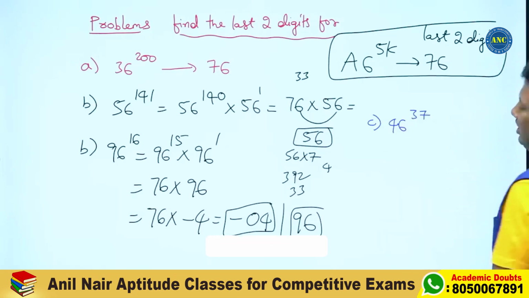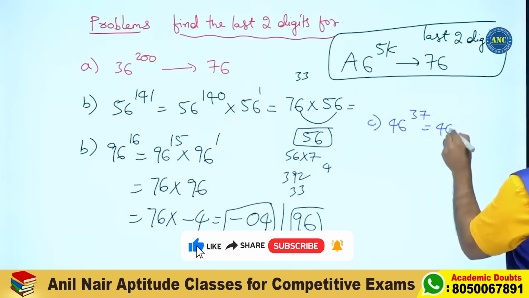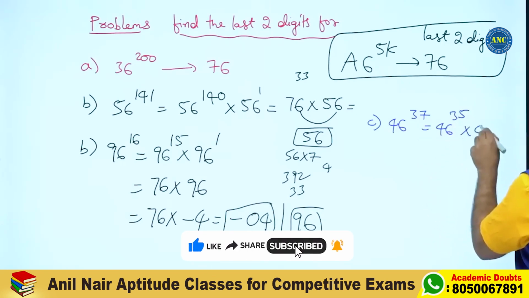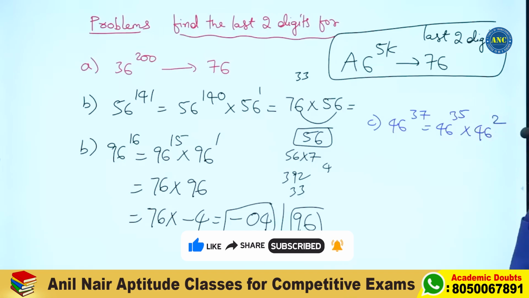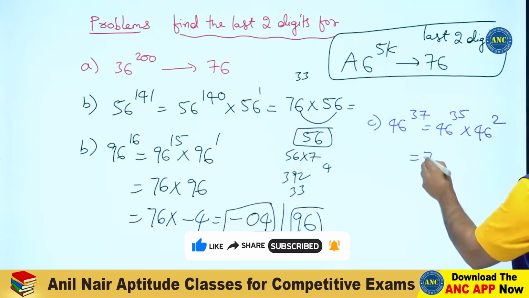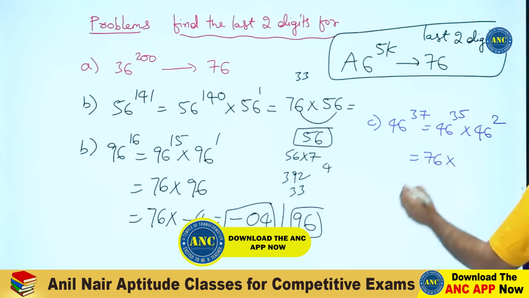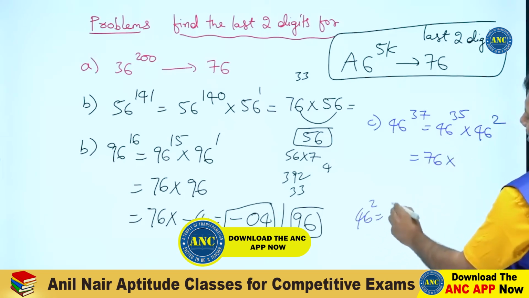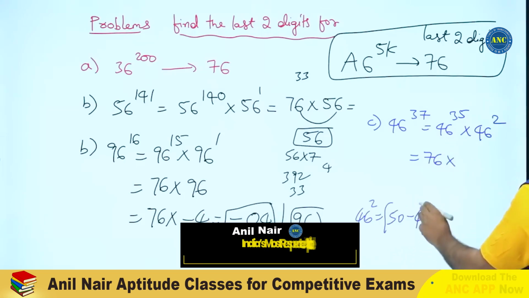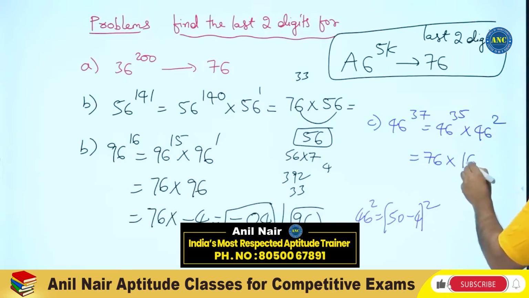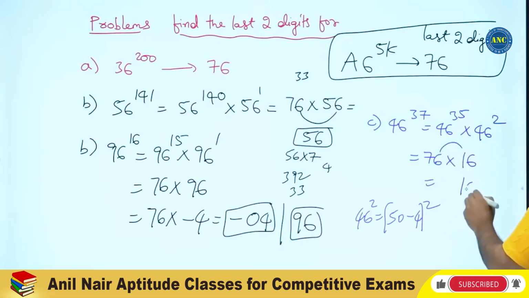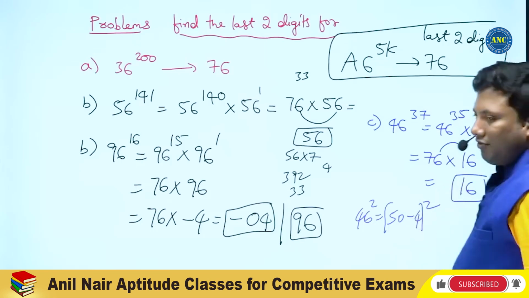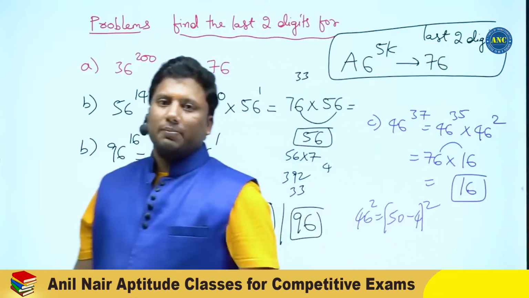Suppose the question is 46 power 37. It is 46 power 35 into 46 square. A6 power 5k, last two digits is 76. 46 square is 50 minus 4 square, so the last two digits are 4 square, 16. 76 multiplied by any power of 2, last two digits is nothing but 16.